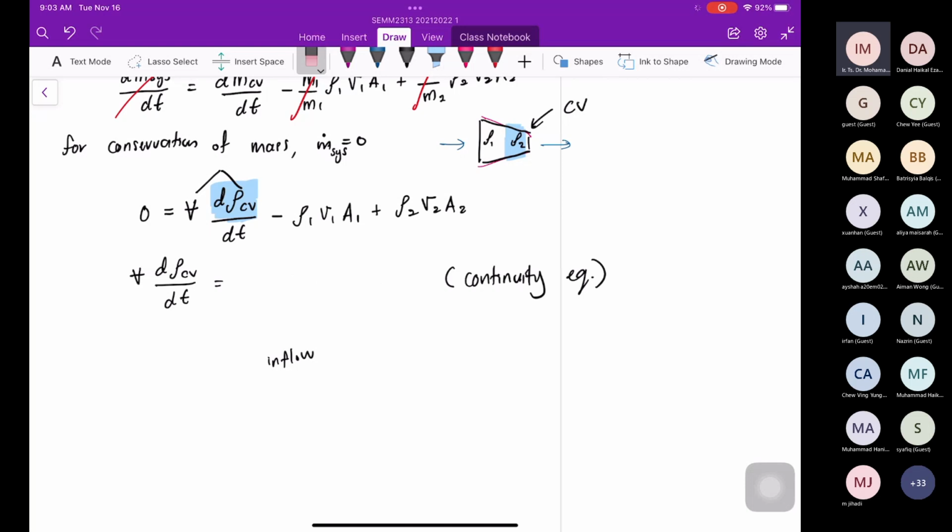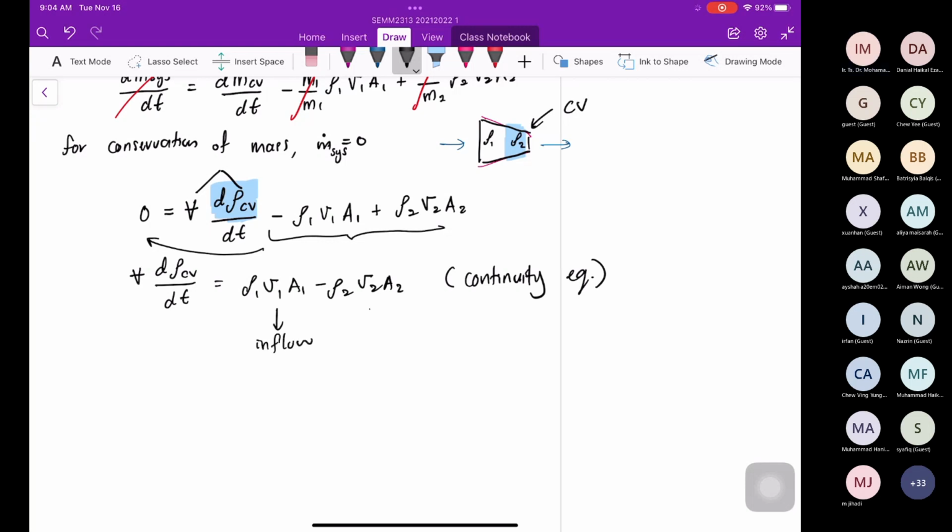Yeah, rearrange the equation. Okay, this one, all this we move to the left. So it will become rho 1 V1 A1 minus rho 2 V2 A2. So this becomes the inflow and this becomes the outflow.